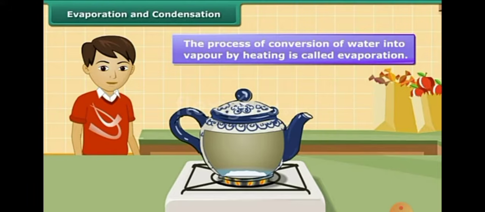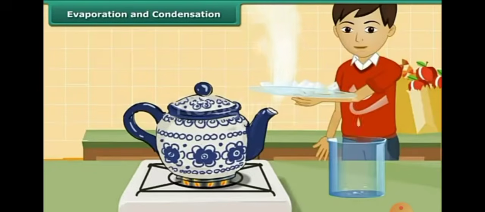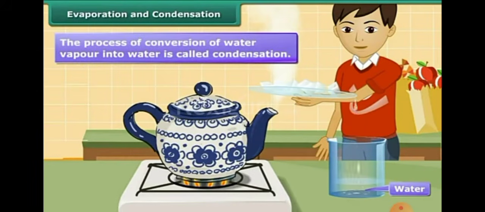What is condensation? Take a look. In order to obtain the water while heating the salt water, hold a plate containing ice just above the spout of the kettle. When the steam escaping through the spout comes in contact with the plate containing ice, it condenses and forms water. This process gives us back the water. This process of conversion of water vapor into water is called condensation.